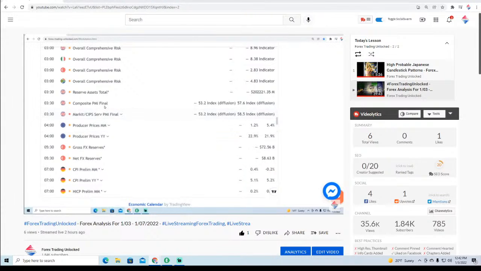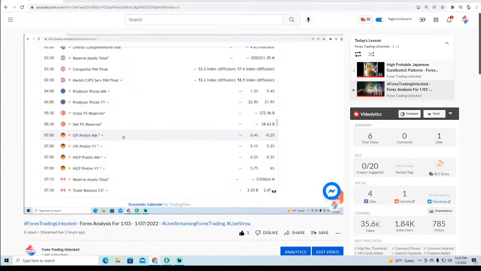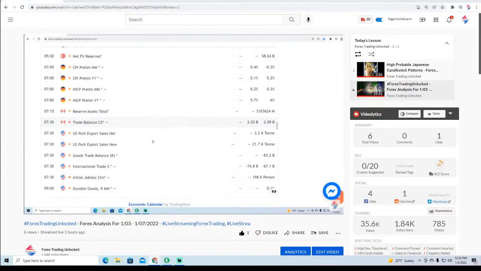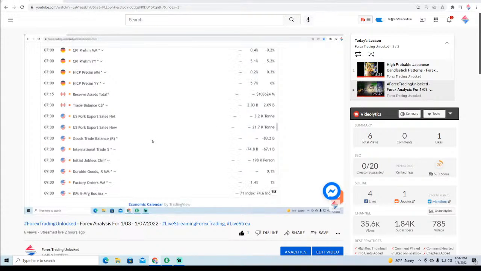Then we have, let's see, composite PMI for the pound. Producer prices for the EU as a whole, that's something for sure. That's month on month and year over year. It'll be interesting to see how that is. I would assume that those are going to be climbing at an escalated slope. CPI also for Germany, that's another number that's going to come out. It'll be big.